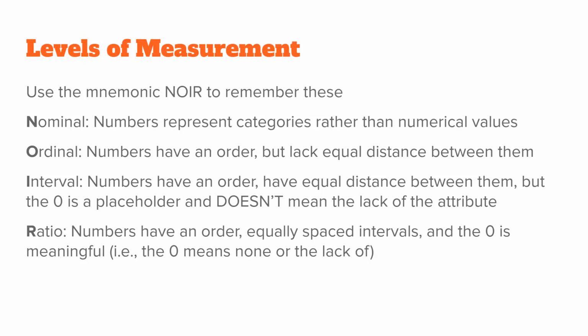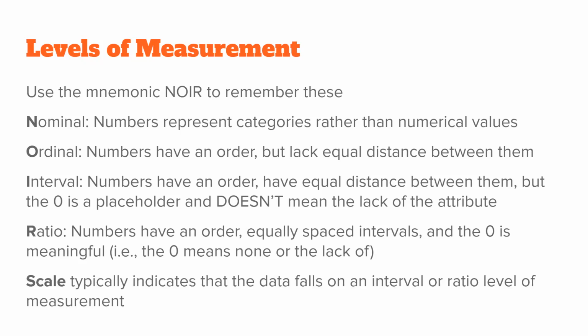Okay. Sometimes this one messes people up just a little bit because they're like, well, I can't weigh 0 pounds. So what level of measurement is pounds? I can't weigh 0 pounds. That's not possible. Yeah, but the 0 means the lack of the attribute. So weight is on a ratio level of measurement.